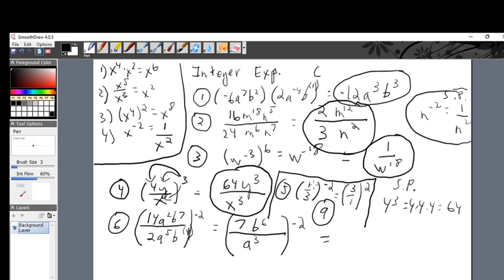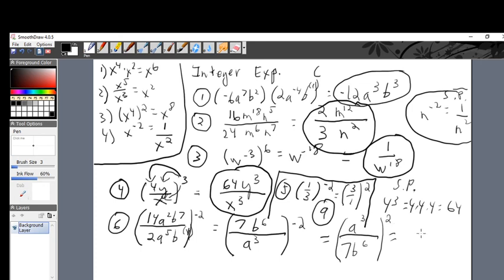What did we just learn? Numerator, denominator, parentheses, and negative exponent. Flip it, put the A3 on top, not A, the A3 on top. Put the 7B6 on the bottom, and raise it to the second power.